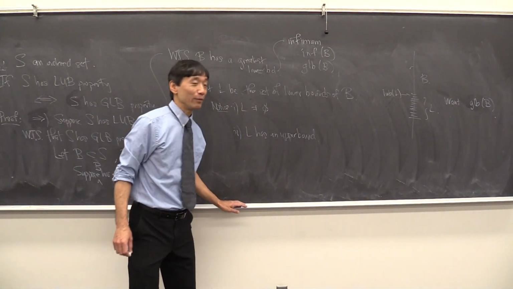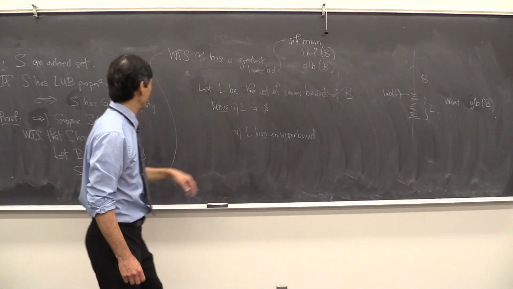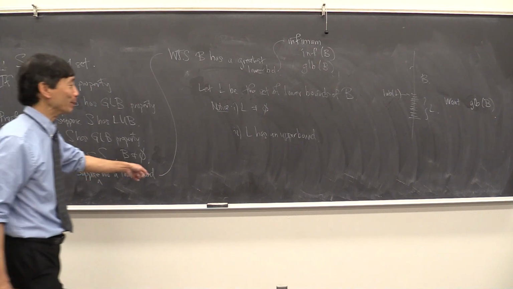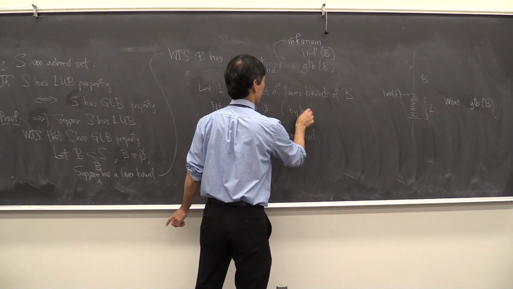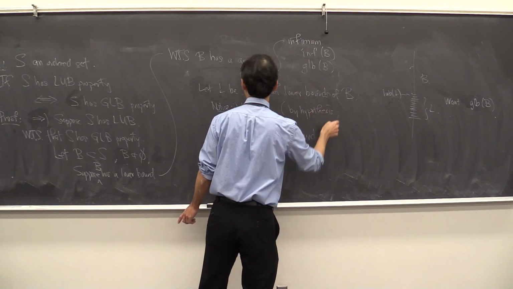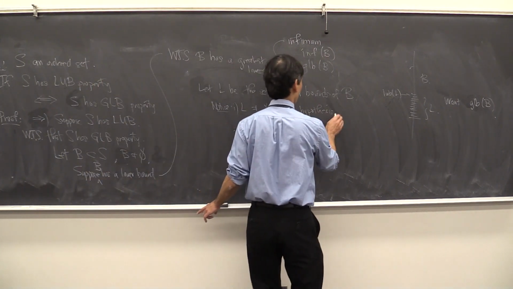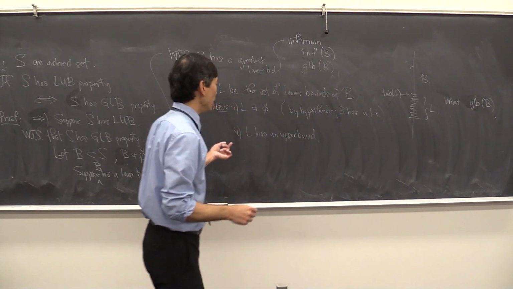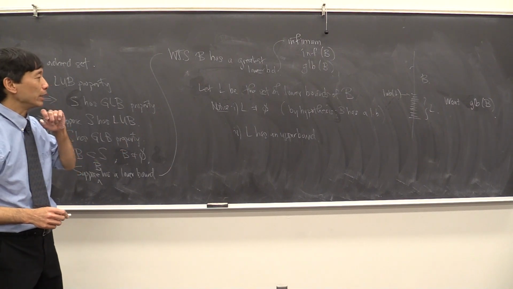Okay, anybody have an idea? Why is L non-empty? Why is the set of lower bounds of B non-empty? How do we know that B has a lower bound? We said, suppose B has a lower bound. So that's by hypothesis. We know that B has a lower bound. Okay, why does L have an upper bound? How do we know that L has an upper bound?